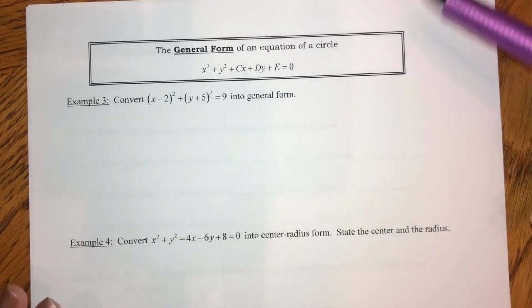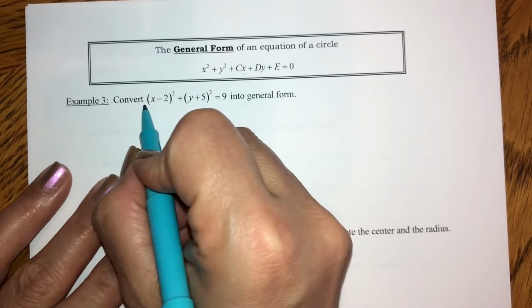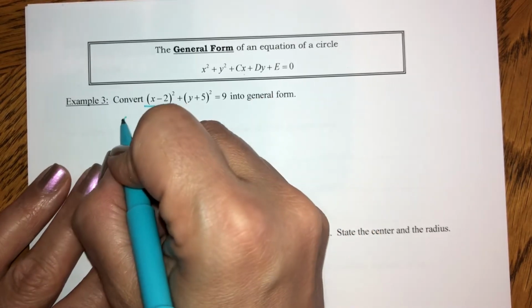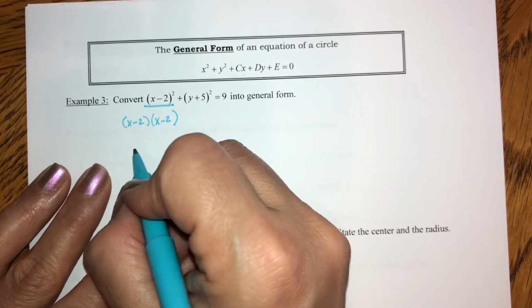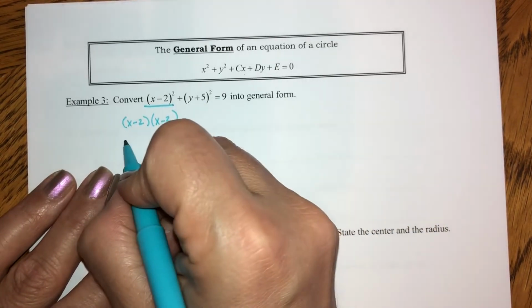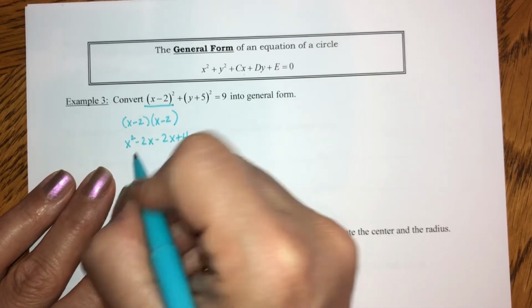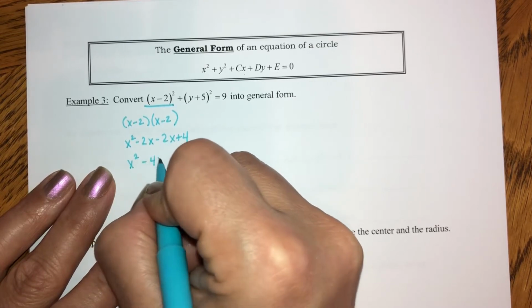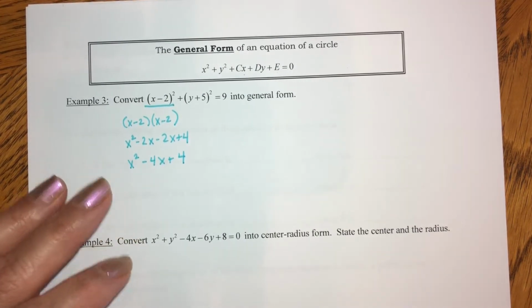So the easier one is the one we're going to do first with example 3 here. We want to convert that thing into general form. To convert it into general form, what we need to do is multiply the whole mess out. So when you see x minus 2 squared, that means x minus 2 times x minus 2. Using FOIL, or the boxes method if you prefer, you end up with x squared minus 2x plus 4, which means we have x squared minus 4x plus 4. That's the most we can do with that for now. We'll come back to it.